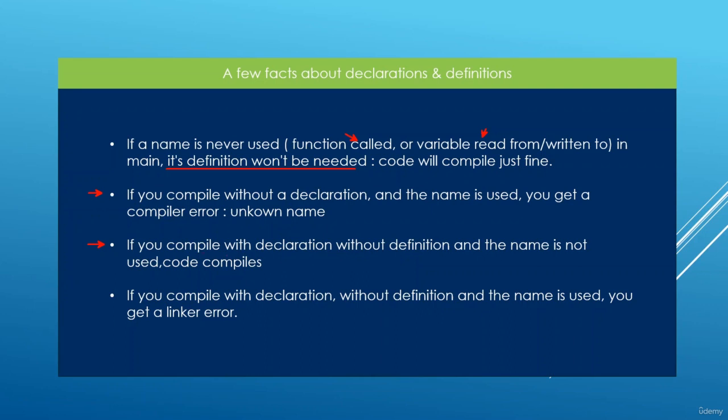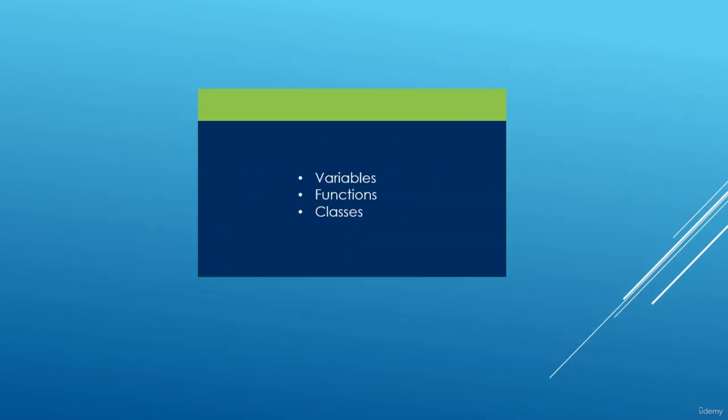If we look down here, if you compile with a declaration without a definition and the name is not used, the code is going to compile. So you have a declaration, you don't have a definition, but the name is never used, so the code is going to compile. If we look at this line here, if you compile with a declaration without a definition and the name is used, you're going to get a linker error because the definitions are really resolved at the linker stage. We saw an example of this in a previous lecture when we split our compilation into two steps, compilation and linking.